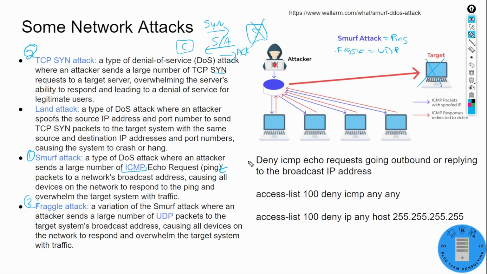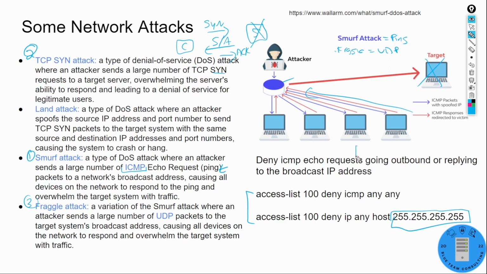So any modern router, we just talked about ACLs, and here are some examples of what you could write. We have our access list. We're writing to list number 100. We're going to deny all ICMP protocols for any source IP to any destination. Or we can deny any host trying to communicate or reply out to the destination of the broadcast. We shouldn't have any host on our network replying out to a broadcast message.